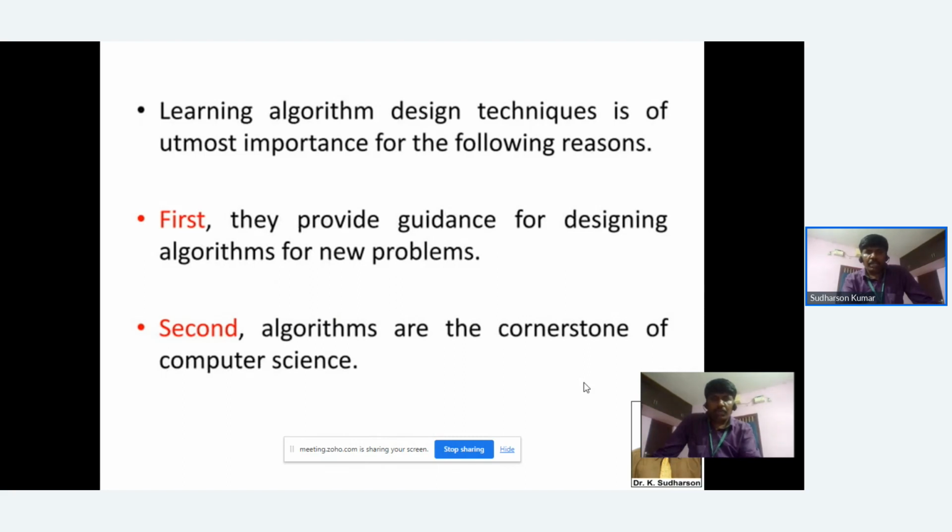First, they provide guidance for designing an algorithm for a new problem. Second, algorithms are the cornerstone of computer science, because every problem in computer science we have to solve with an algorithm. While designing an algorithm, you should understand the problem given to you, and you have to ascertain the capabilities of the computational units, and also you have to understand the difference between exact and approximate algorithmic techniques, and you have to choose an algorithm design technique.